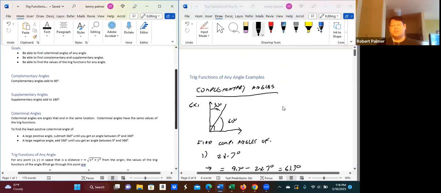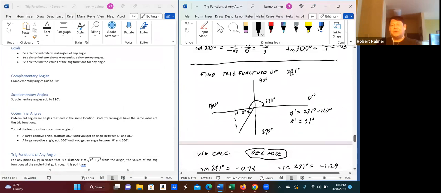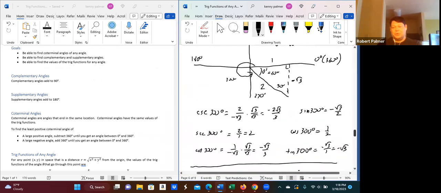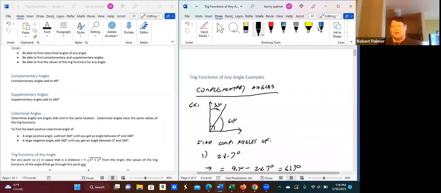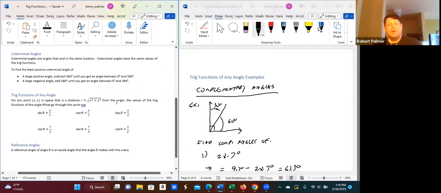And for example, the examples we just did, we're finding these trig functions. So for example, angle 231 degrees, if you add 360 or subtract 360 or any multiple of that to this, you'd have a coterminal angle, and it will also have the same values of those trig functions. That's true of any of the things we've done today. We also found how to find the trig functions for any angle if we know a point in space, and also found how to use reference angles.